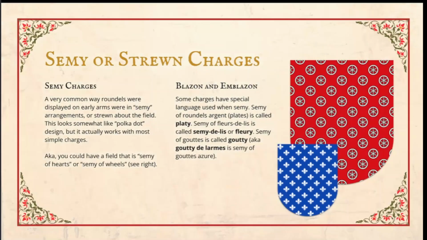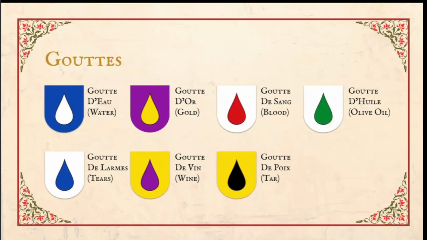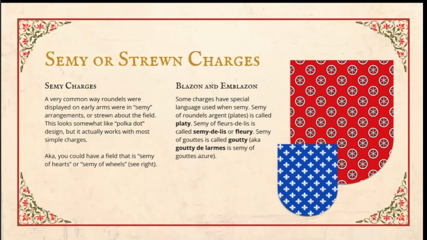Sometimes we call things normal things. Sometimes we do not. Now, one of the cool things that you can do with these geometric charges is what's called semé or strewn charges, where you basically are just saying, let's make it polka dot. Let's make it polka dot of fleur de lis, of wheels or lozenges or any of goutte d'eau. And there are very often some special terms for those. For example, semé of plates is called platey. Semé of fleurs is called flurry. Semé of gouttes is called gooty. So if you want a polka dot, totally have a polka dot if you would so choose.